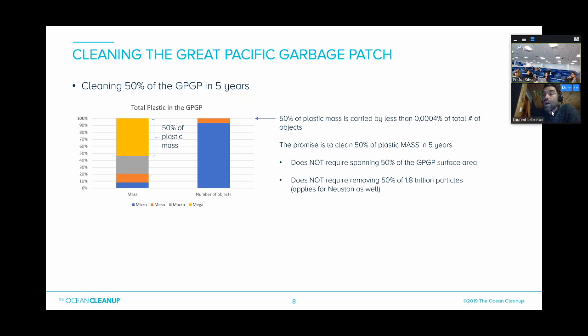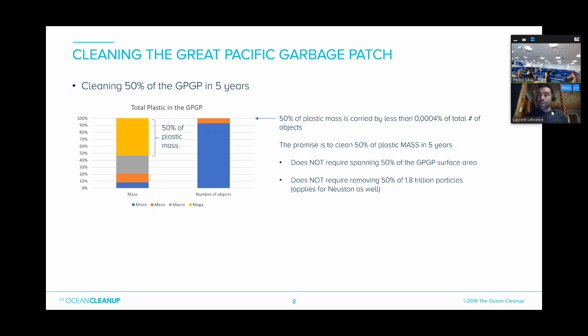And that does not require spanning 50% of the GPGP surface area, like I saw in the presentation yesterday, where they assumed the velocity of the system is 0.12 meters per second because we have to cover 50% of the garbage patch in 5 years. This is not what we're doing, right? Something Hendrik actually said yesterday is that we want to operate in a very narrow area, which is the very center of the patch. And when we say the center of the patch, it's not that there's a lot of plastic, we clean this, and then there's no more plastic.